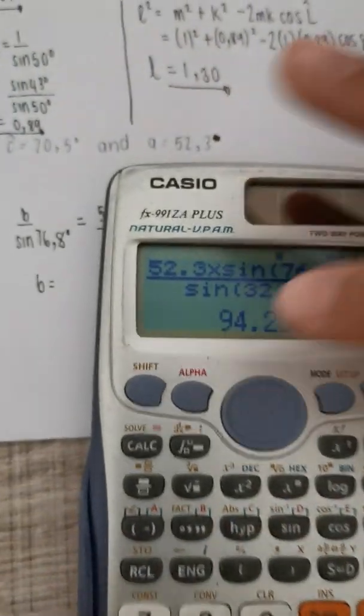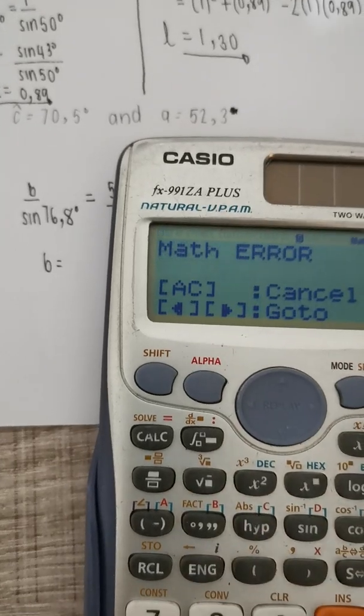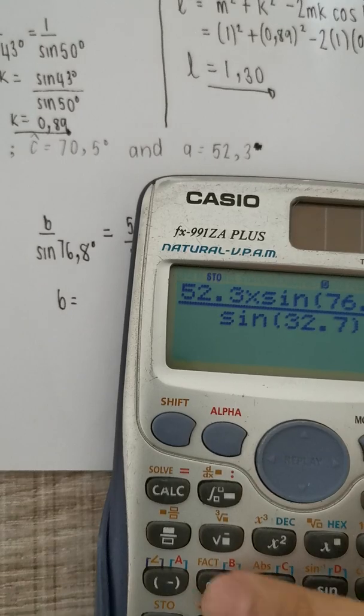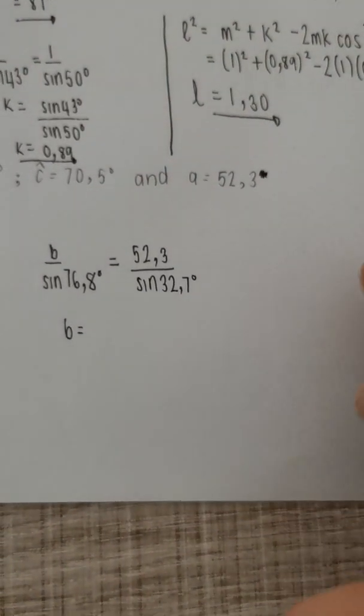Again, I'm going to store this on my calculator so we can use the cos rule again. Let's do it to B this time. Oh, what happened there? Shift, store, B. I forgot to press the store button. That's what happened. 94.25.